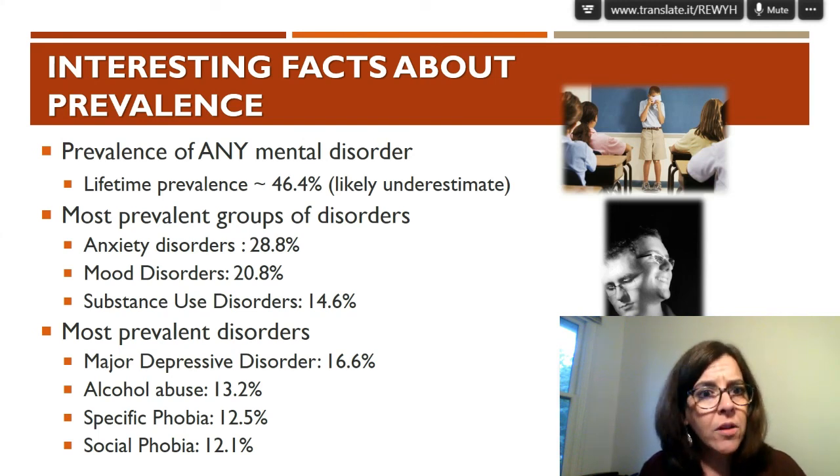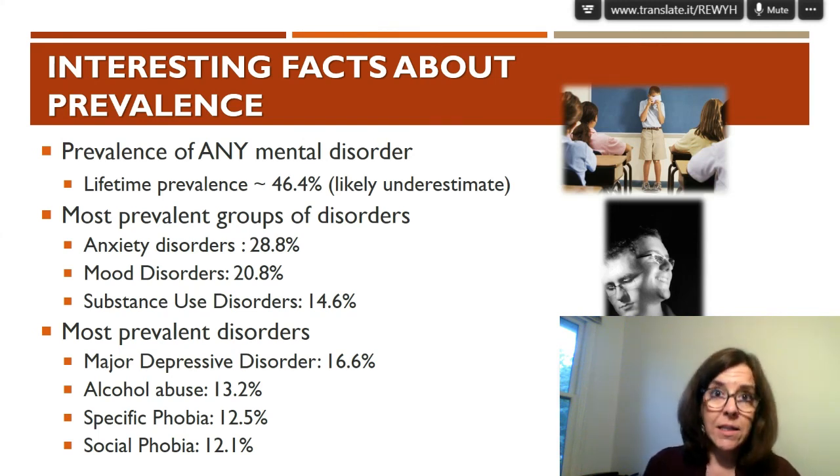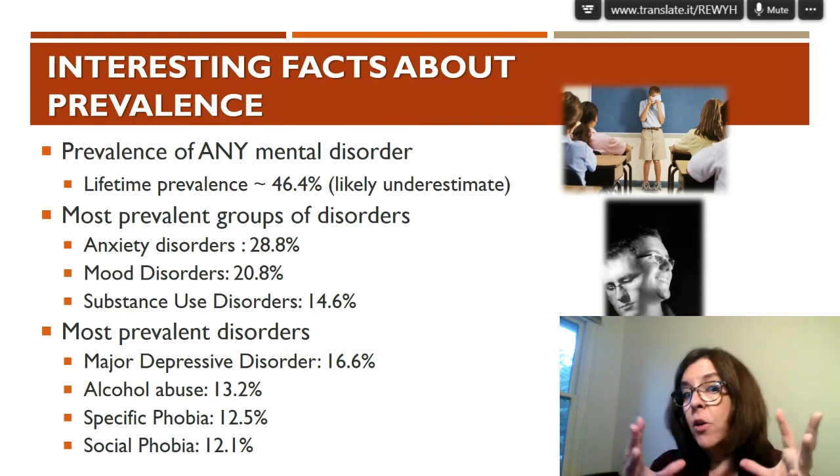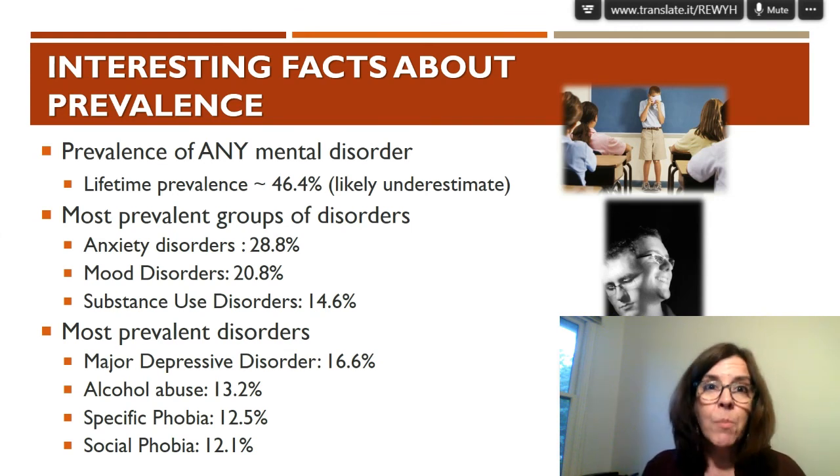And the third and fourth disorders on my list here are anxiety disorders: specific phobia and social phobia, or what we now call social anxiety disorder. About 12%, or a little over 1 in 10 people, will have a lifetime prevalence of that disorder. So let's pause and look at this for a second. You have the most common group of disorders, anxiety disorders, but the most common disorder is major depressive disorder. This gives us a sense of what we might be looking at in terms of the expectation for presenting problems with our clients.